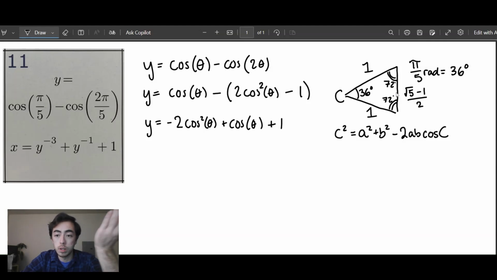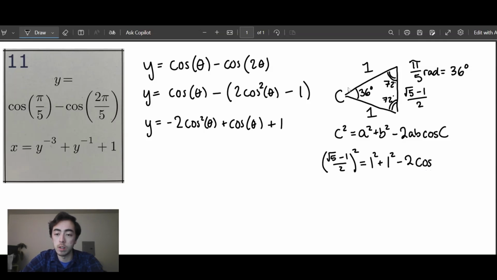Ultimately, I want to know cosine of pi over 5, or cosine of 36 degrees. That's the same thing. So plugging in the numbers, this C represents the length opposite the angle C. So I'll go C squared equals A squared plus B squared minus 2AB, and since A and B are both 1, I'll just do 2 times 1 times 1, and then cosine of C.